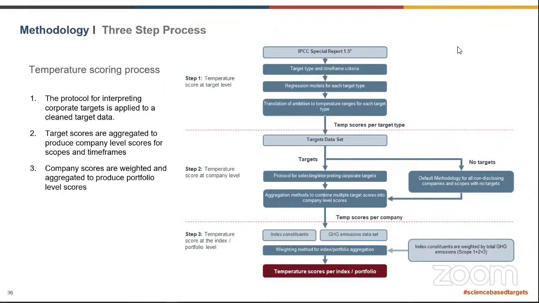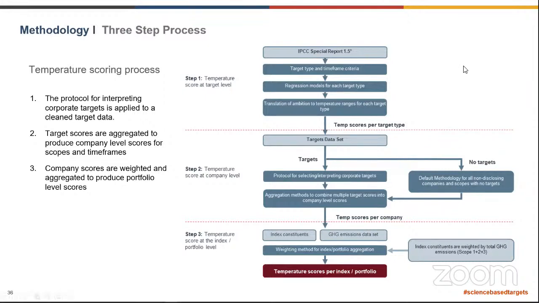And then the final step is the aggregation, the weighting of these company level scores into a portfolio level score. And for this, we take the individual temperature scores from the companies, and then depending on the weighting method chosen, we have greenhouse gas emissions data and also some company financial information that we can use to aggregate those scores into an overall portfolio level score.